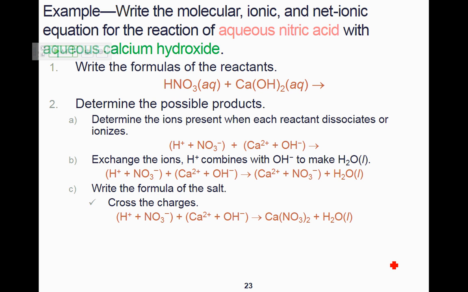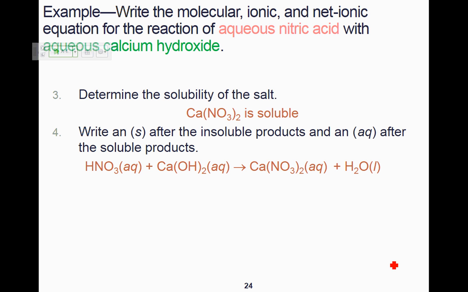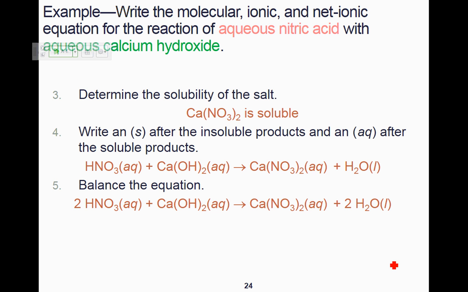Our last step for writing this is to determine solubility. It's soluble, and of course H2O is a liquid, so you're going to put an L by it. Now we need to balance it, and that'll give us our full molecular equation. So now it's balanced, and I know I'm not going through the balancing every step. At this point, you should know it, so if you're still having trouble balancing equations, please come see me, because that's something I'm not going to be doing every time. So you should be able to balance this equation on your own. So here's our balanced equation. This is the answer for our molecular equation.